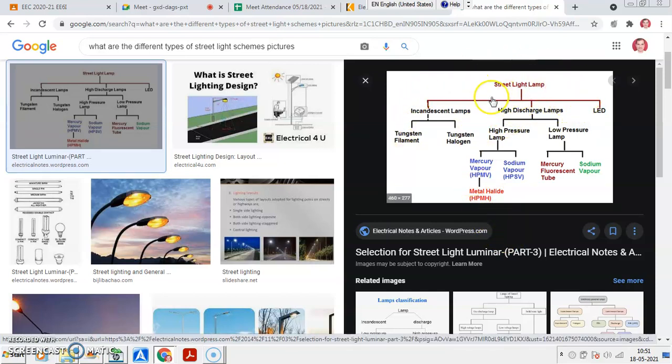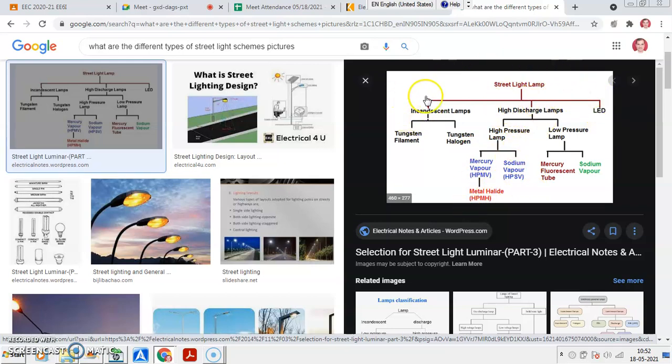Earlier we were having incandescent lamps, tungsten filament, halogen lamps. Then we are having the discharge lamps, gas pressure lamps. So high pressure lamp, sodium vapor, mercury vapor. Low pressure lamp, sodium vapor, mercury vapor. Sodium means you are having yellow light. Mercury means you are having white light. Metal halide lamps. And now we are having the option of LED.